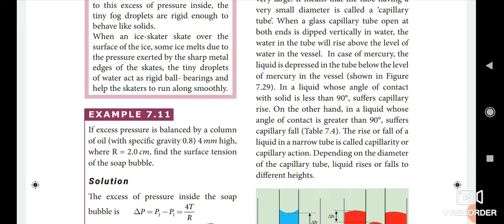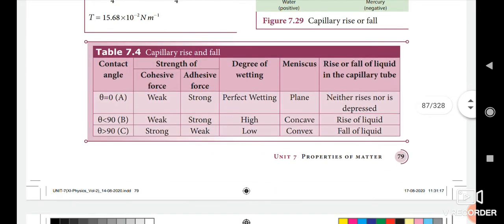Depending on the diameter of the capillary tube, the liquid rises or falls to different heights. Then see table 7.4, capillary rise and capillary fall. First, the angle of contact, that is, if the theta value is 0, what is the strength of cohesive force and adhesive force? If the theta value is 0, the cohesive force is weak but the adhesive force is strong.